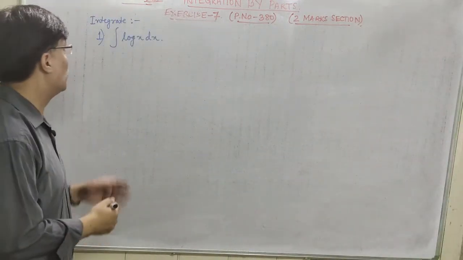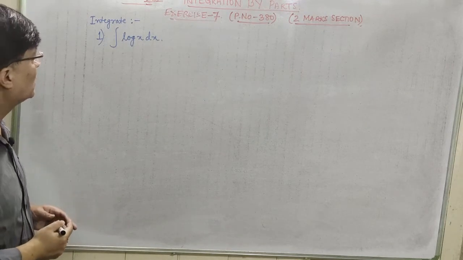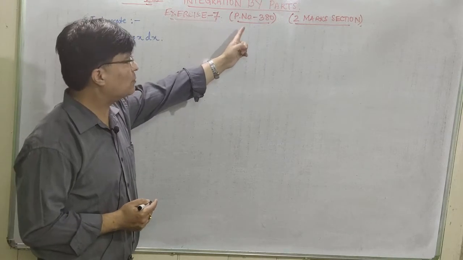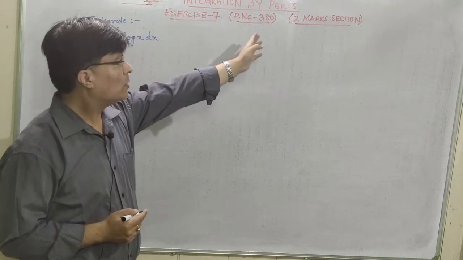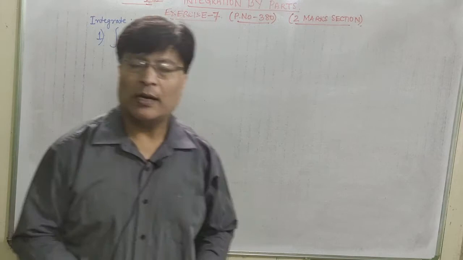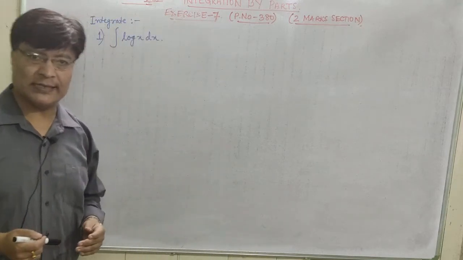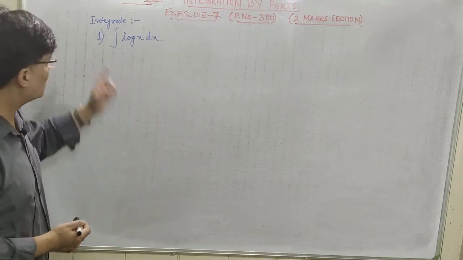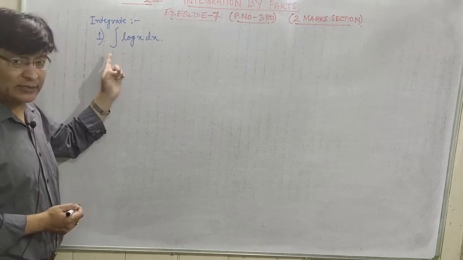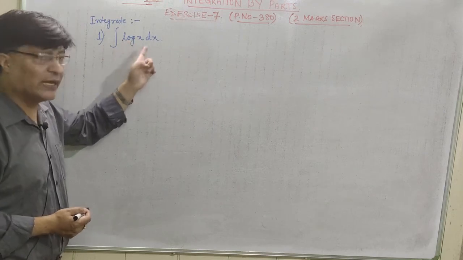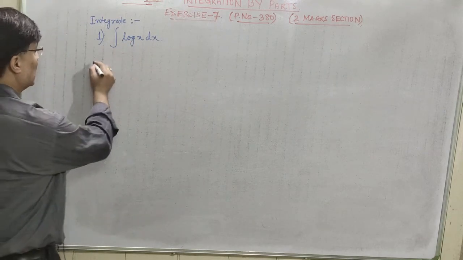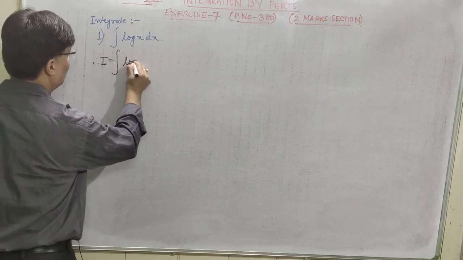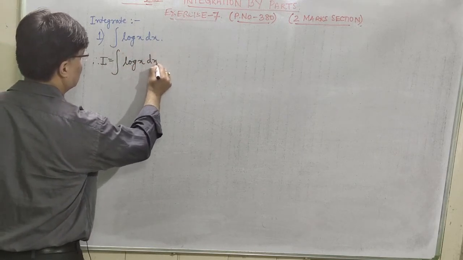So now we will do problems from the book, that is integration by parts, exercise 7, page number 380, 2 mark section from the book Higher Mathematics for Class 12 by Sailendra. So let us integrate this function with respect to x. That is question number 1. You have to integrate the integral of log x dx. Let us first write I is equal to integration of log x dx.